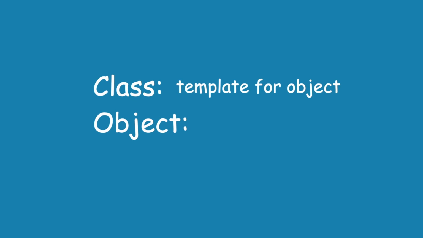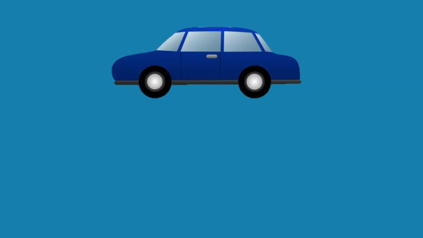A class is a template or instance of an object and defines the object's attributes. An object can be just about any entity or thing. For the purposes of an example, we will treat a car as an object.